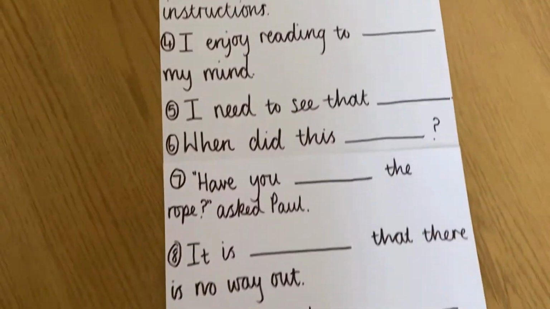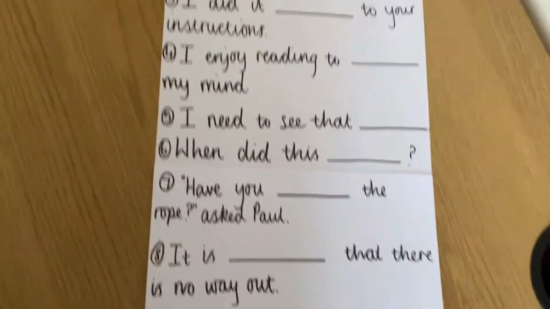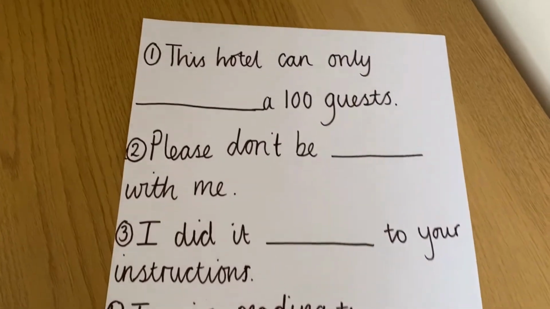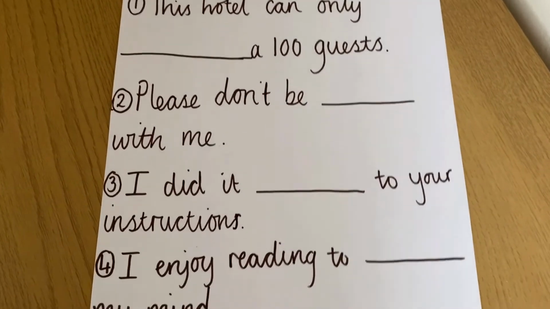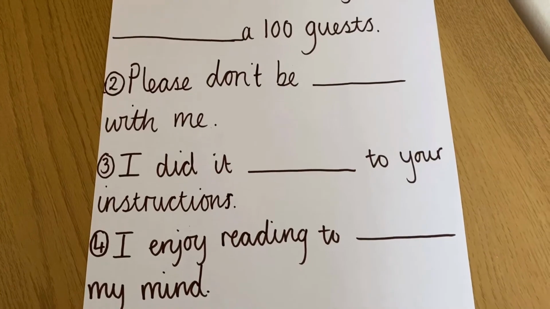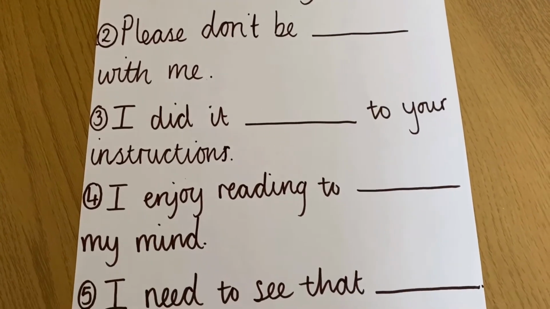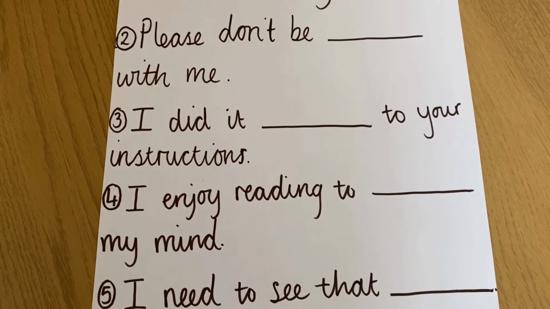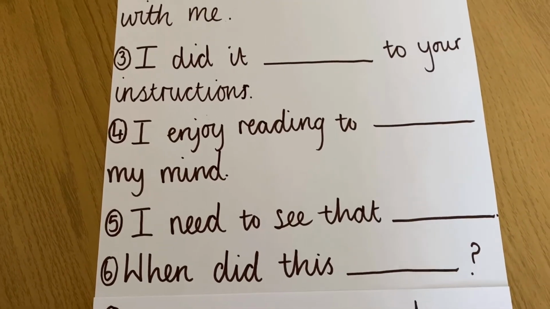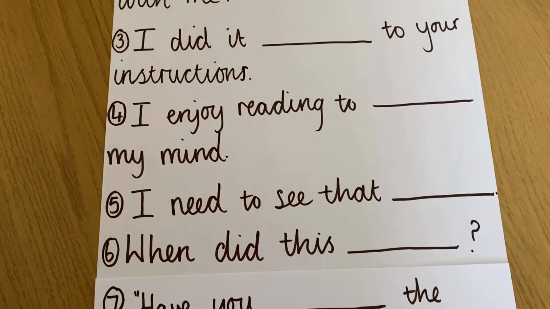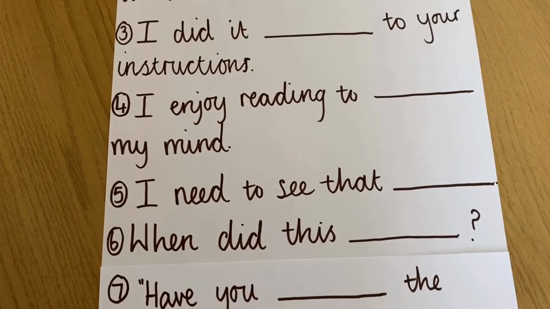So it's now my turn to read out the sentences for you. So the first one, this hotel can only blank 100 guests. 2, please don't be blank with me. 3, I did it blank to your instructions. 4, I enjoy reading to blank my mind. 5, I need to see that blank.